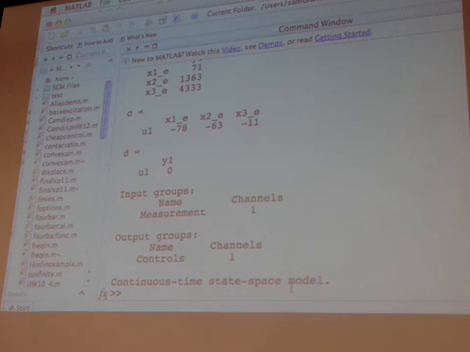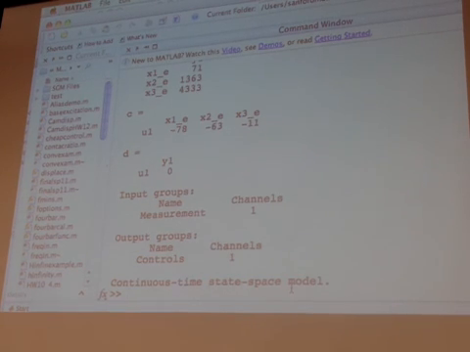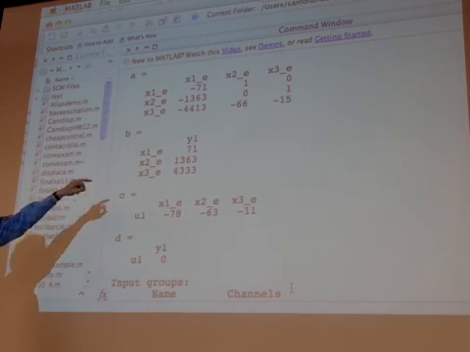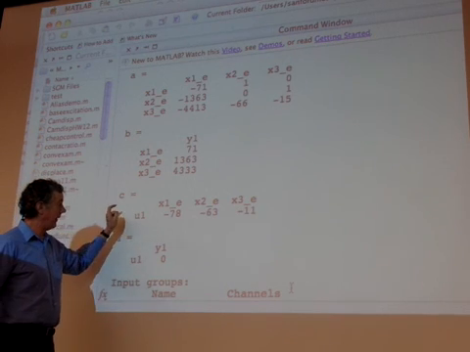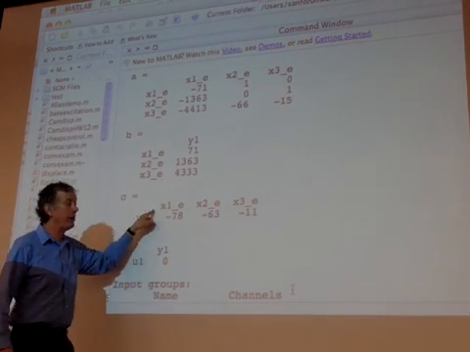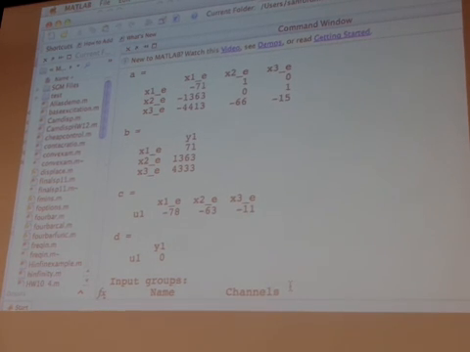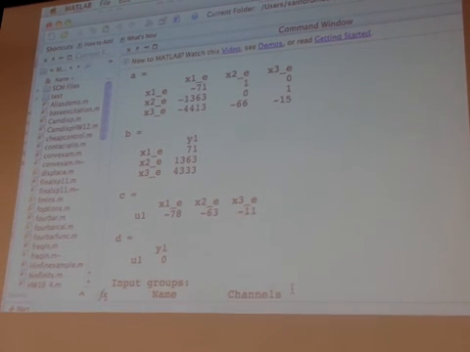Now, let's see. This is the observer A matrix, right? The B matrix. Look at something right here, the C matrix. Does that look familiar? I mean, I didn't memorize the numbers. Let's see what those numbers are.